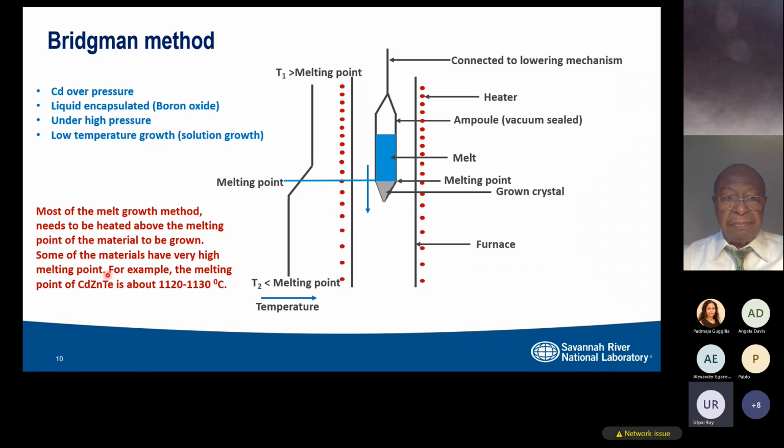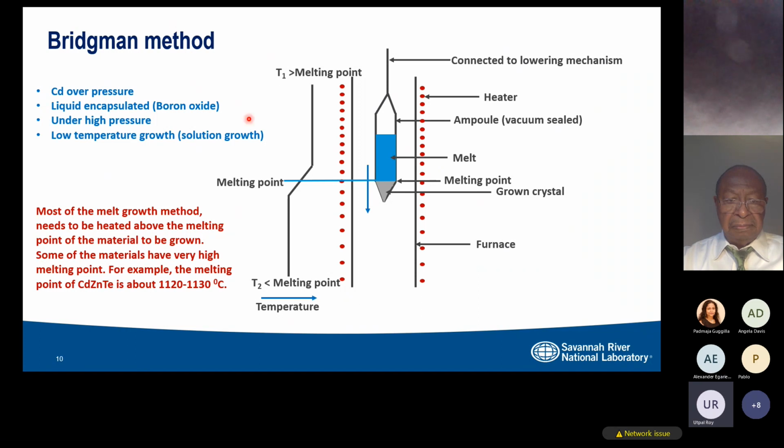So as I said, most of the material, for example, cadmium zinc telluride, has a melting point of 1120 to 1130 degrees centigrade. What is another disadvantage of this? At this high temperature, when you put it in a crucible, the crucible we generally use is a quartz ampule. And these quartz ampules are not really that high purity compared to the material we are growing. So at that high temperature, the impurities inside the crucible start migrating to the material, and the material will be impure, because the impurities come from the crucible.